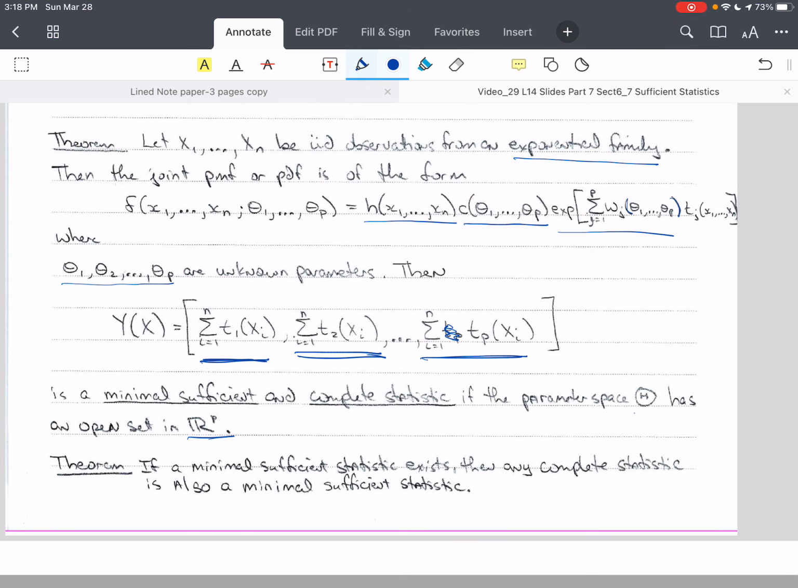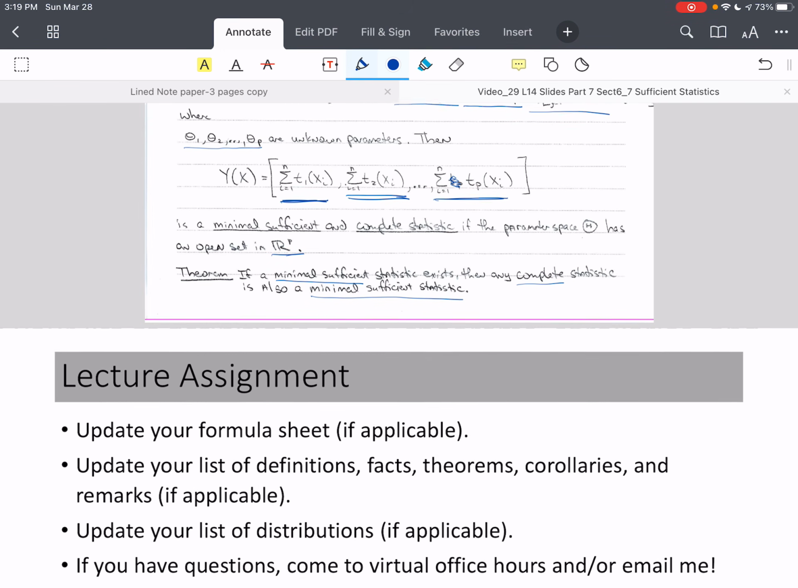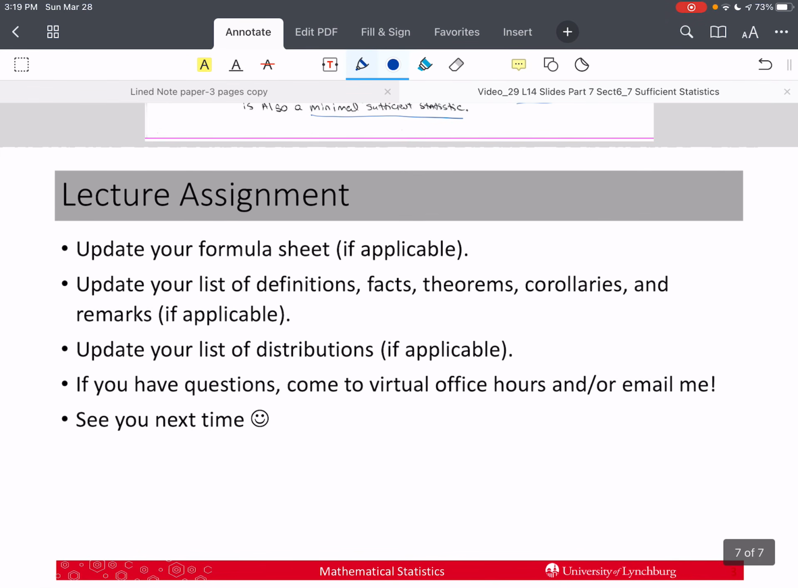And then finally, there's a theorem that says if a minimal sufficient statistic exists, then any complete statistic is also a minimal sufficient statistic. So if you can show that a minimal statistic exists and you can find a complete statistic, then you know that complete statistic is also a minimal sufficient statistic. That's handy at times too. I hope I haven't confused you too much with that supplementary information, but I wanted to give you an overview of what we did not cover and what you will cover in graduate school if you go on this topic.